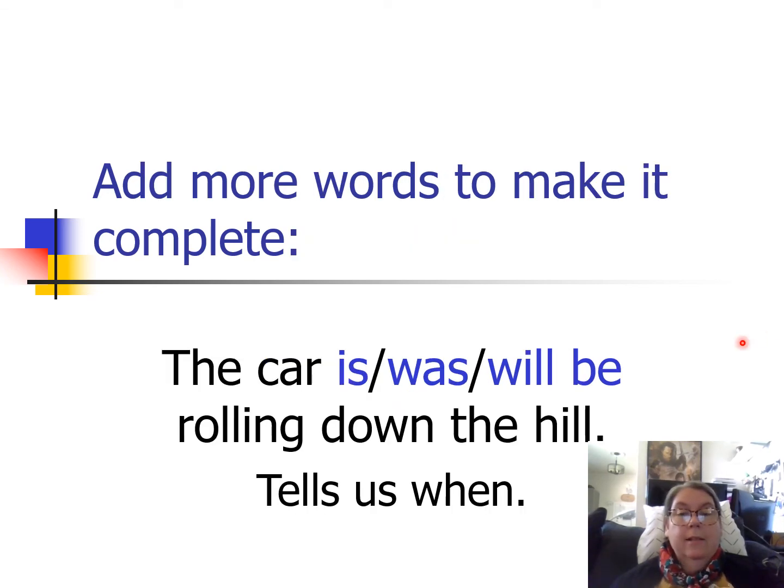So I might need to add some more words to it. The car is rolling down the hill. The car was rolling down the hill. The car will be rolling down the hill. That tells us when the rolling occurred.